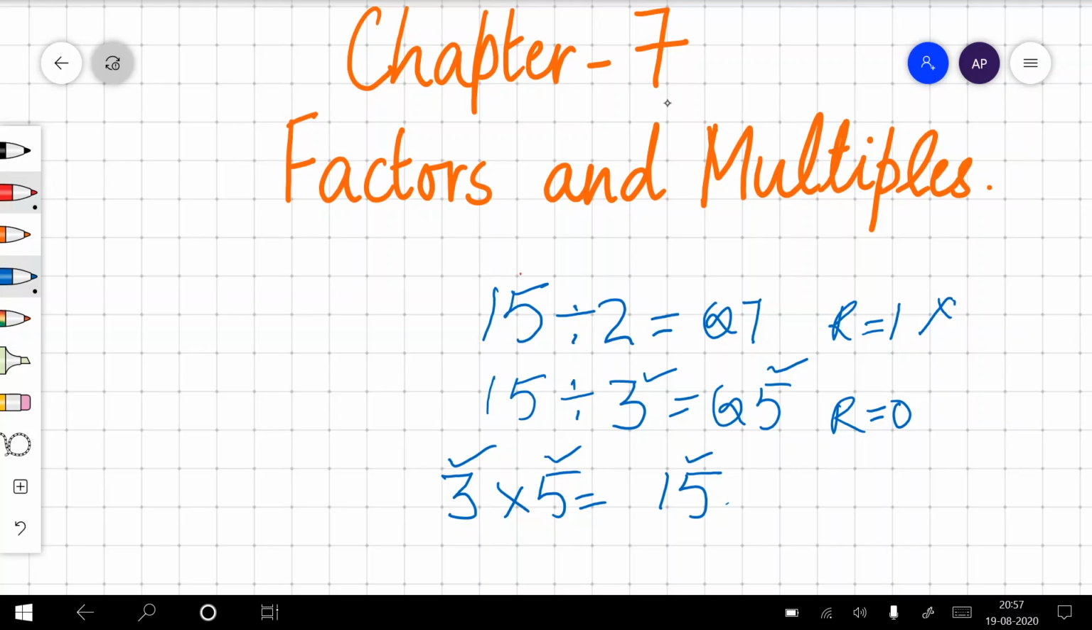And you know that number 1 is a factor of every number, and the number itself, whatever number it is, is also a factor of itself. Itself means the same number. So now if I ask you to write the 4 factors of 15, then it will be 1, 3, 5 and 15. These all are factors of number 15.